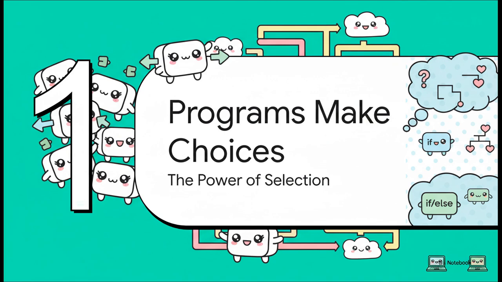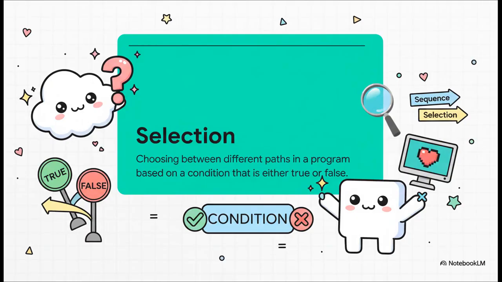You see, selection is what turns a program from just a boring, straight line of instructions into something that feels alive, something that's interactive, flexible, and yeah, even a little bit intelligent. It's the absolute foundation for writing code that can react to the world. So what is it exactly? Well, at its heart, selection is all about choosing between different paths, and that choice is always based on a condition, which is really just a simple question that has a simple answer, true or false.